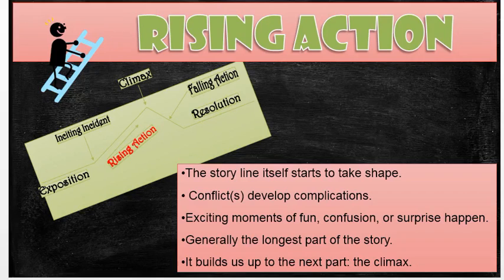After the inciting incident, we have the rising action, and this usually takes a while. It goes all the way up. It can be longer in some stories. Generally, this is the longest part of a plot, called the rising action. The story takes shape. The conflicts may develop complications. There might be more characters thrown in there. There might be complications to the conflict, people involved, etc. Writers usually have a really good time making this part of the story really good. There are lots of exciting moments of fun, confusion, or surprise, and it's usually the longest part of the story, and it builds up to the climax.